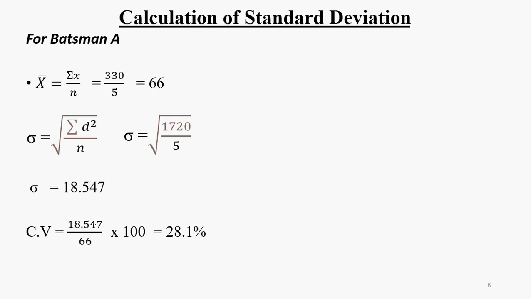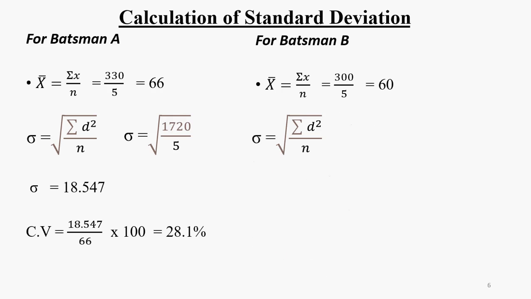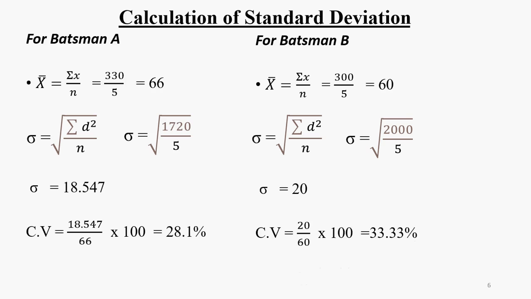So we did it for batsman A. Same way we need to calculate for batsman B. So we already know the mean value is 60, and if we calculate the standard deviation by applying the formula, that is the square root of 2000 divided by 5, you will get the answer 20. So coefficient of variation will be 20 divided by 60 into 100, 33.33. So with this, problem is not over, dear students.